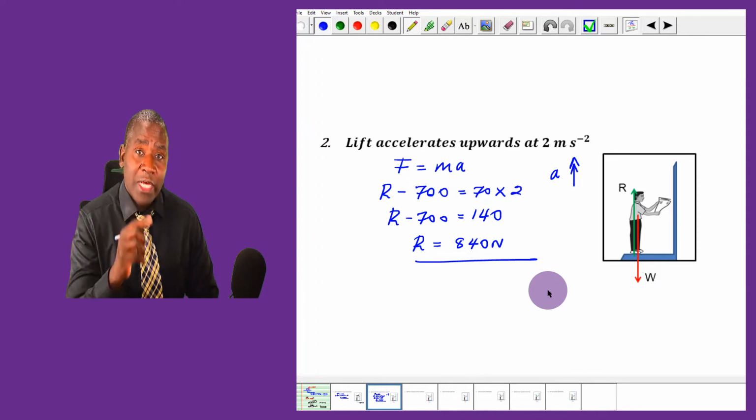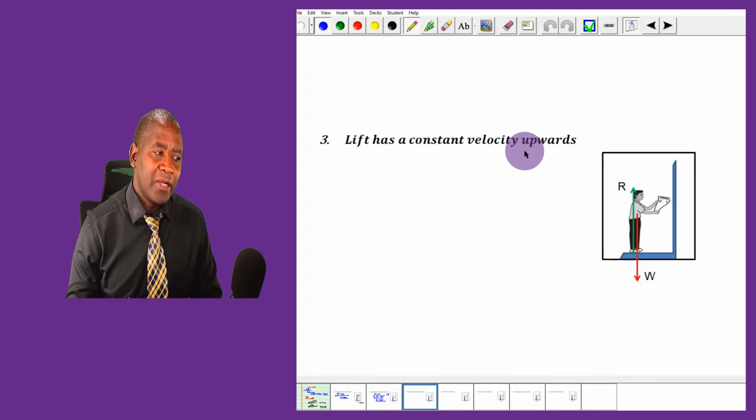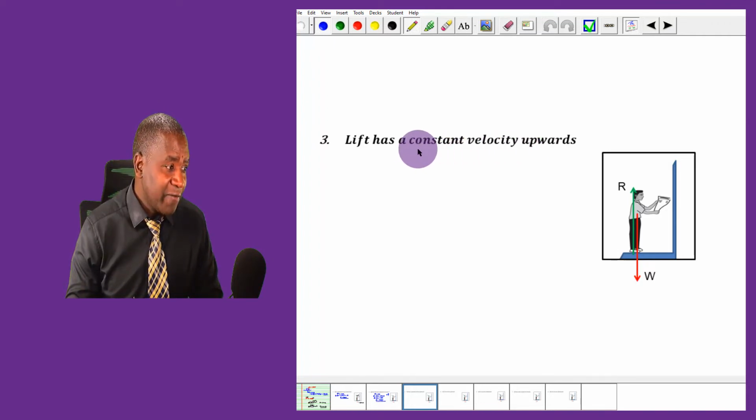And let's go to that one right away. So over here, the object is moving upwards, but its velocity is constant. By mentioning the fact that the velocity is constant, we immediately know that the acceleration must be 0.